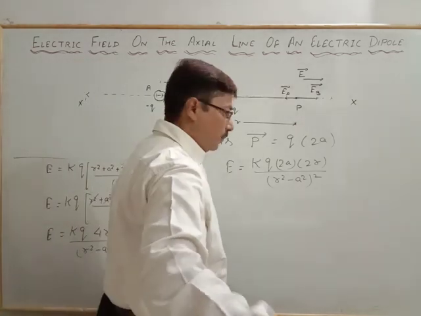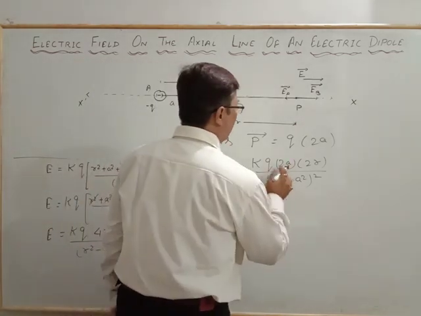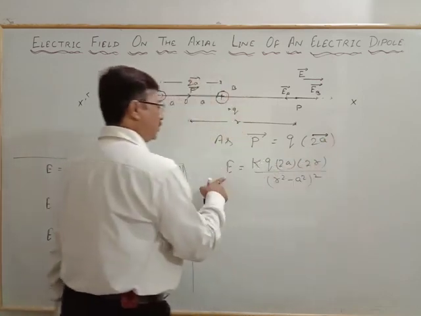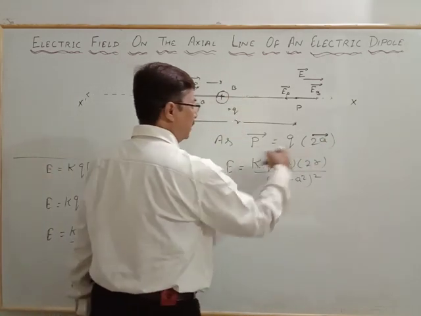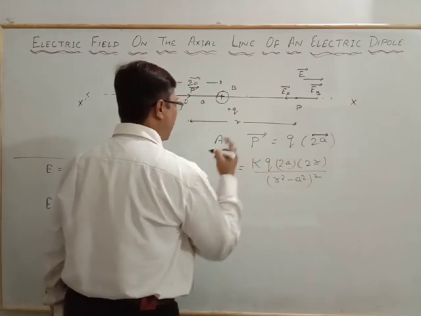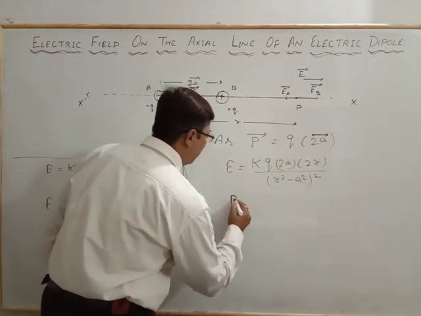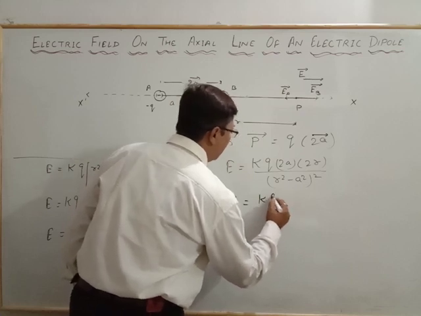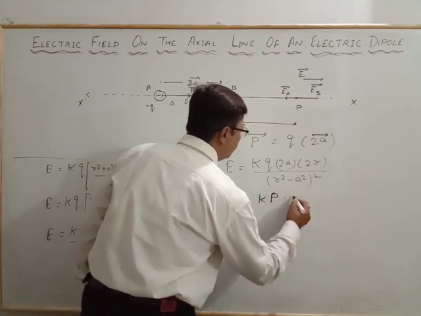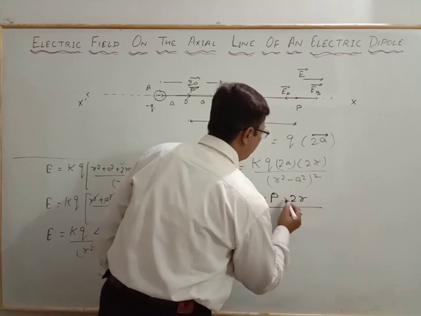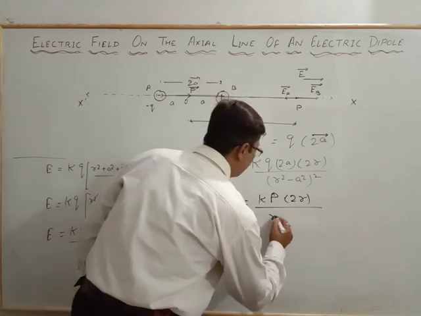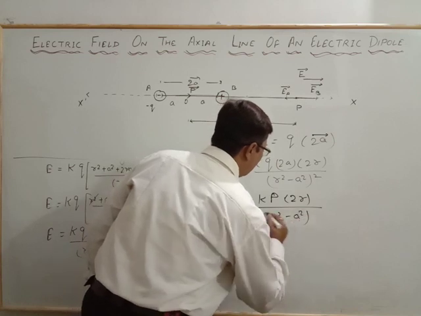So this Q into 2a will be the dipole moment. We are talking about the magnitude. That means in the magnitude we write only the P. So the electric field E is equal to KQ in place of this P, into 2r by (r square minus a square) whole square.